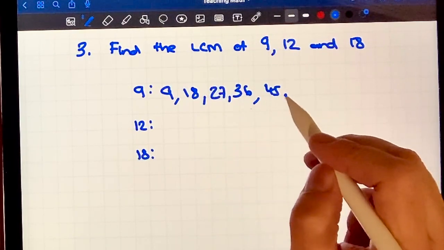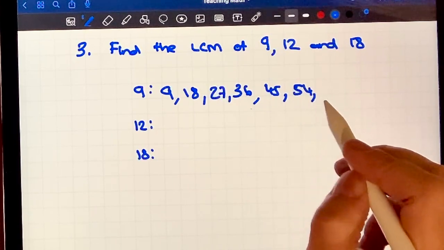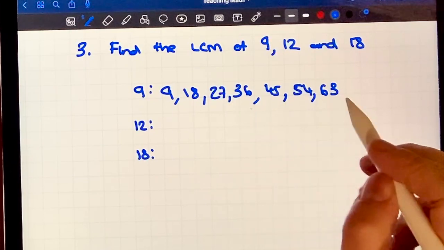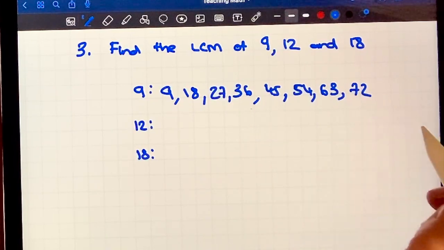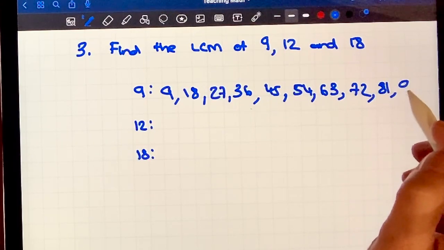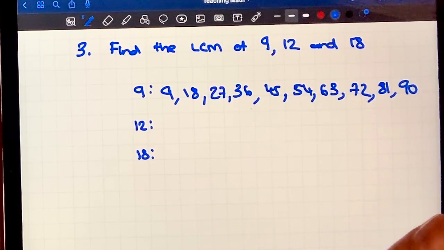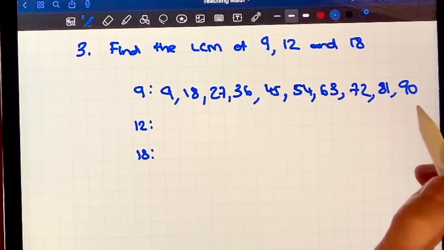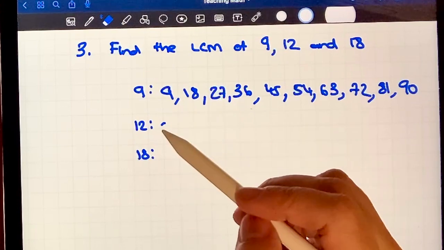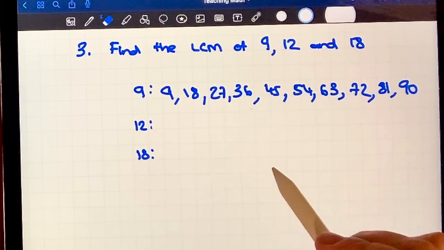6 times 9 is 54. 7 times 9 is 63. 8 times 9 is 72. 9 times 9 is 81. And 10 times 9 is 90. Now I'm going to stop there for now, and I'm just going to start going through my other multiples to see if I can find a common one.